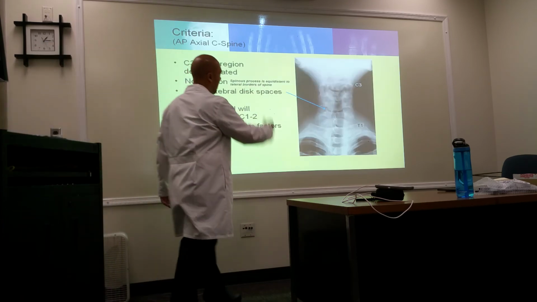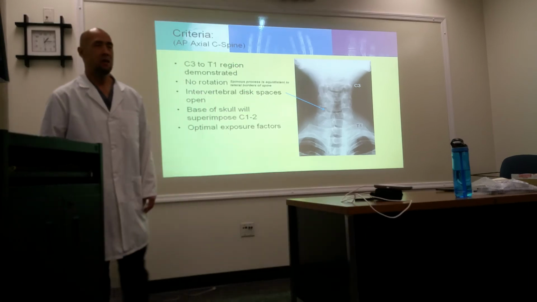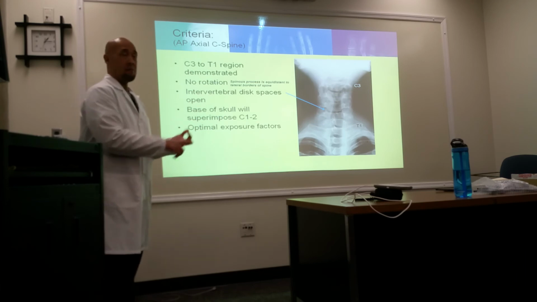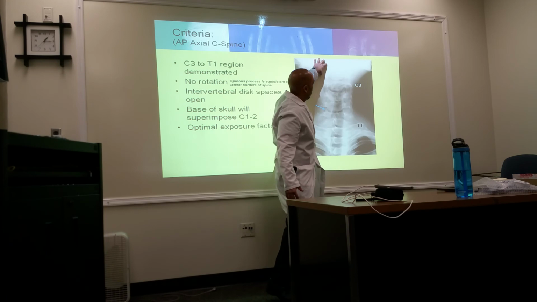So here we have an AP axial C-spine. We're not seeing C1 or C2. That's why we do the open mouth. Because of the jaw, we're not going to see it. So that's why we do the open mouth, a non-quick view.